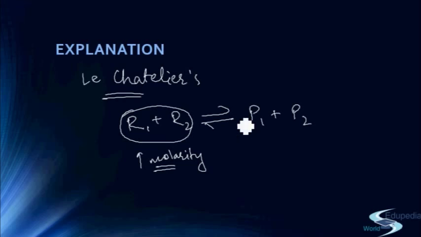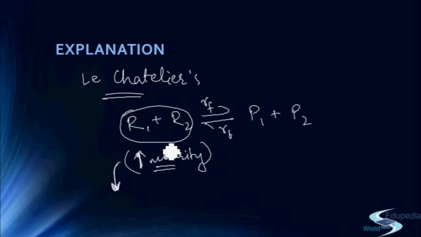What will the system do? It will try to decrease this increase in molarities. Since I have increased the molarity, the system will work in a way such that it can again decrease these molarities. And how can it decrease the concentration of reactants? By shifting to the forward side, that is by forming more and more products. It will be able to consume more and more reactants if it increases the rate of forward reaction while keeping the rate of backward reaction the same or decreasing. So this is why the reaction shifts in the forward direction.